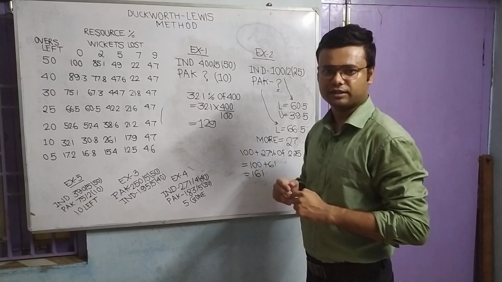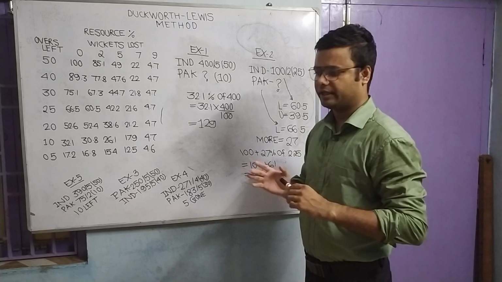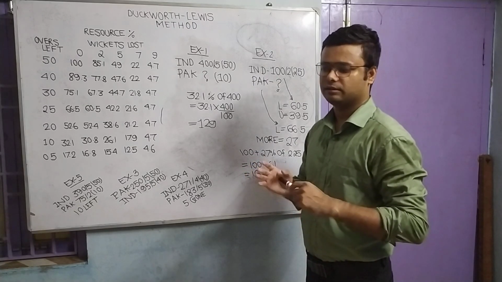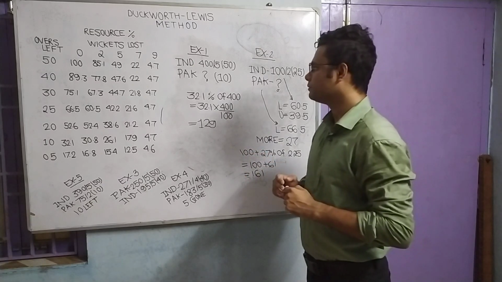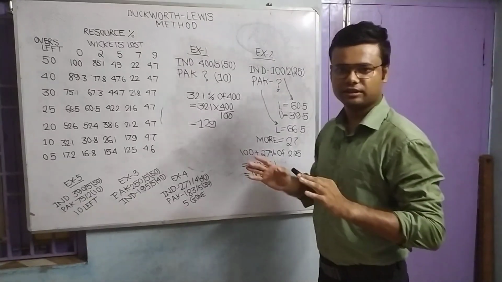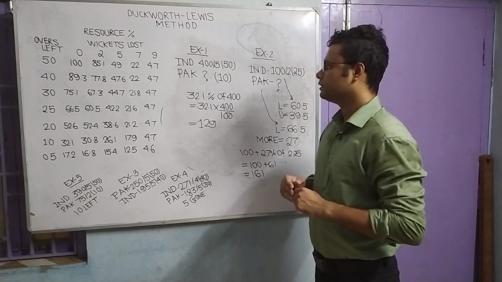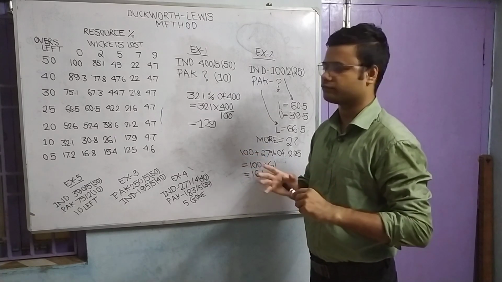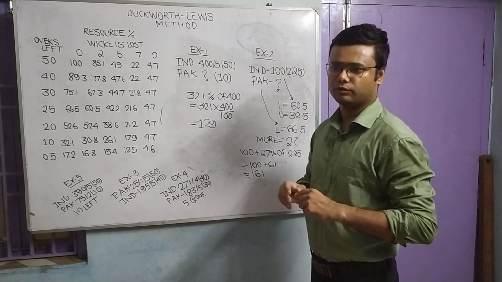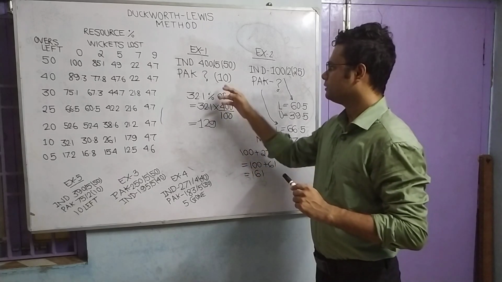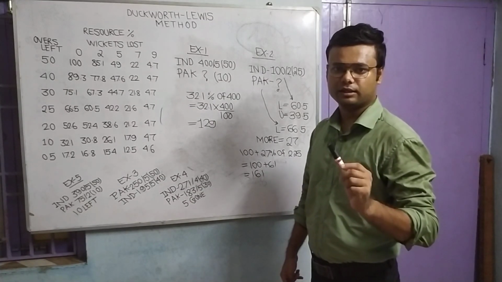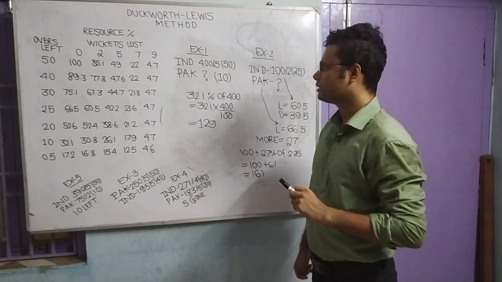When it was Pakistan's turn, the rain interrupted their innings, and as a result of deluge or incessant or heavy rainfall, they have lost 40 overs. 40 overs have been lost for Pakistan. Now, when rain has stopped, they have only 10 overs left. So, what will be their revised target?